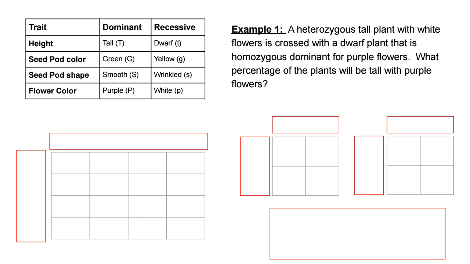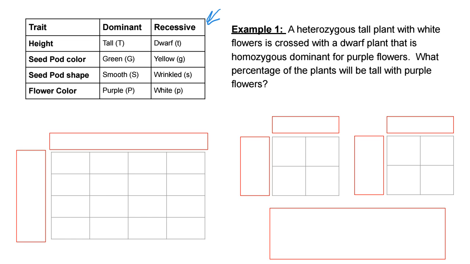Dihybrids are the same as a monohybrid Punnett square in the sense that you're going to pull out your gametes and then find your combinations of offspring. So let's look at the different ways that we can do this. Up here at the top, we have a table that has these different traits of these plants. And so let's look at our problem.